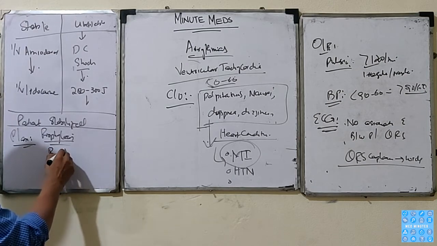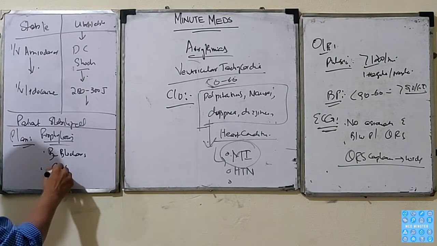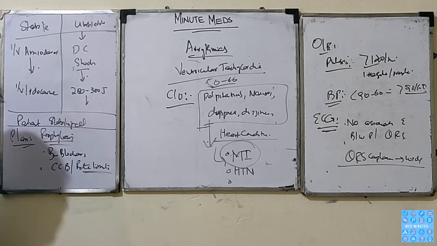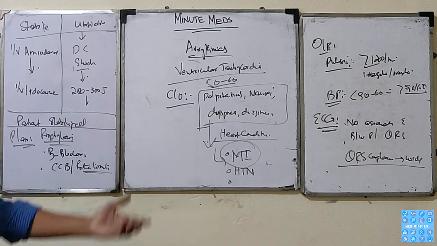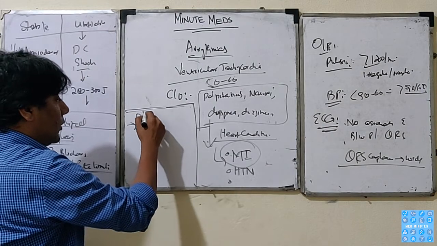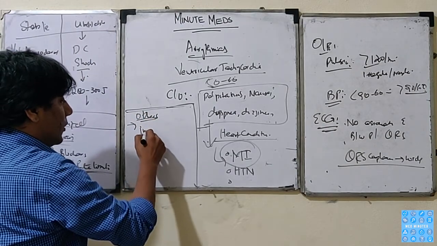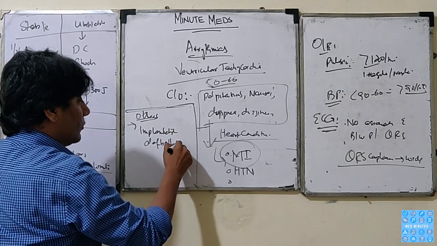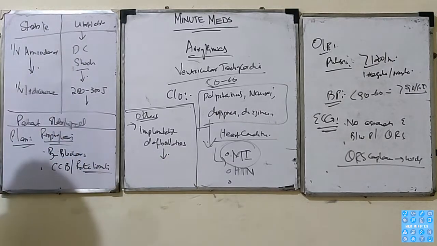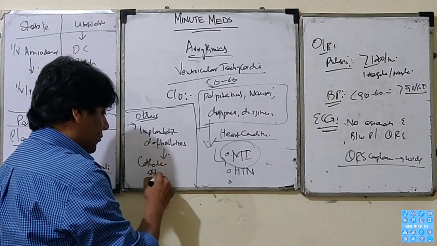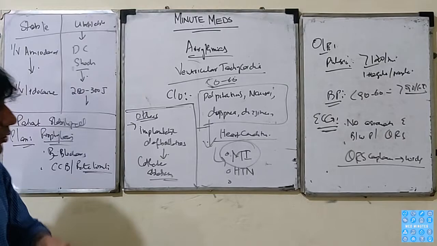We usually use beta blockers. These are used, or the calcium channel blockers, rate limiting ones, like verapamil or diltiazem. But what are the other options if the patient has more than one episode of VT? Then among other options we can go for implantable defibrillators. These are one of the options. Then we can also go for catheter ablation. So that's all about the VT.